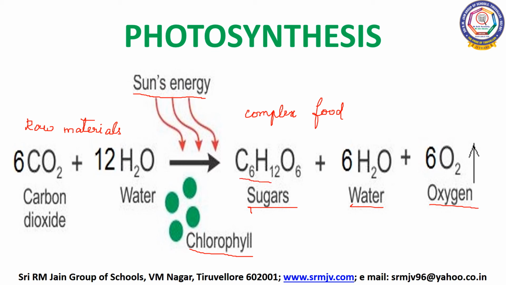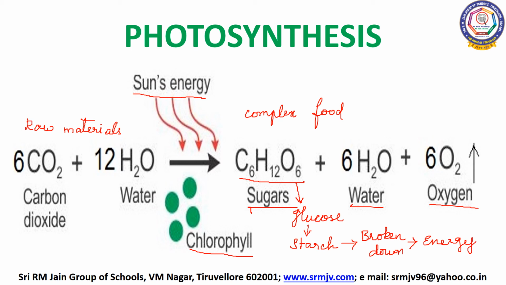This C6H12O6 is the chemical formula for glucose. Once the glucose is produced, it will be stored in the form of starch in plants. Then this starch is broken down to produce energy as and when required by the plant.